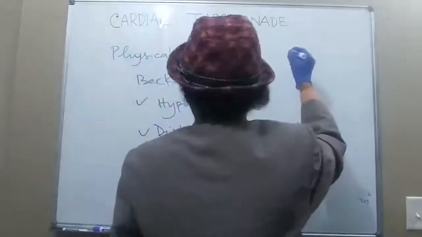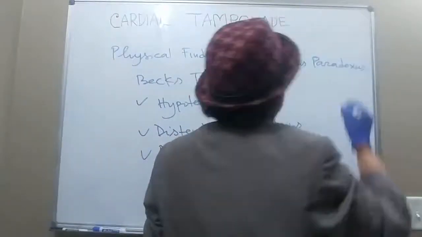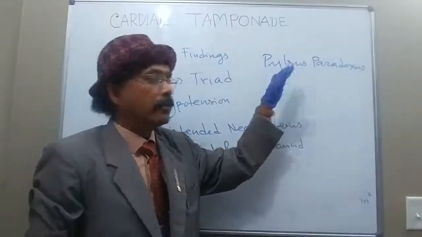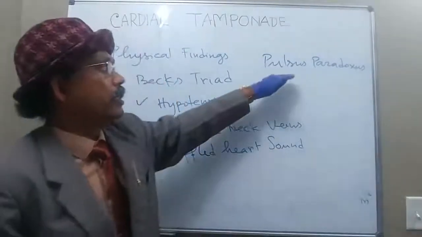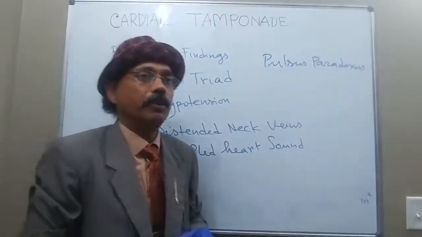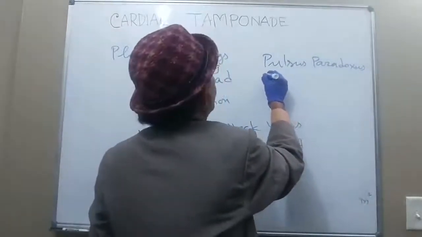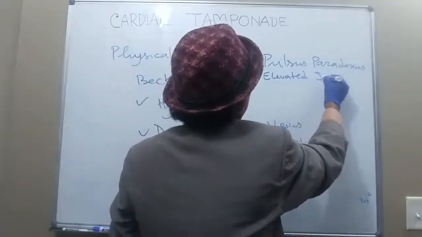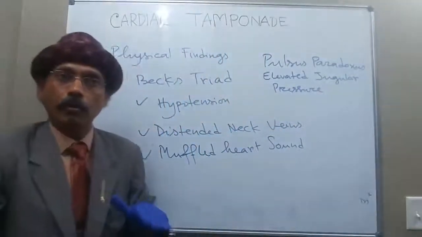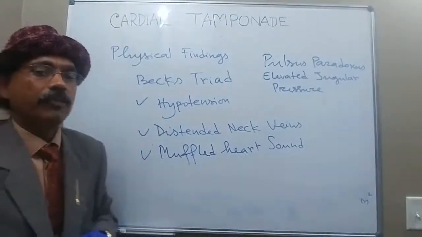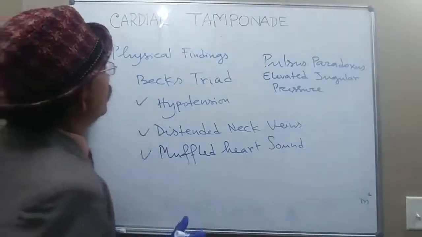What else will we get? We'll get pulsus paradoxus. There will be a decrease in the pulse volume during inspiration, and that should be more than 10 millimeters of mercury. There will be a low pressure pulse during inspiration, more than 10 millimeters of mercury. We also get elevated jugular venous pressure, which we just discussed. We'll see changes in the X and Y descent. Y descent will be lost. So you get the elevated jugular venous pressure. These are the physical findings. Pulse volume should be decreased.